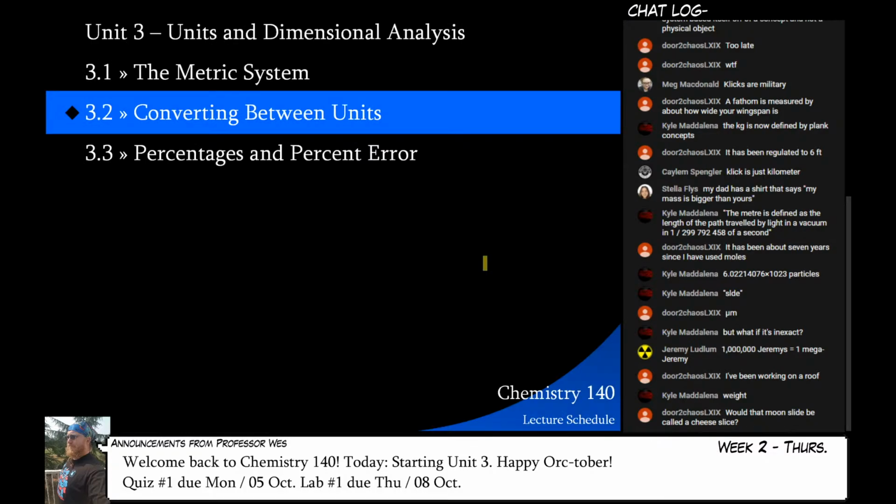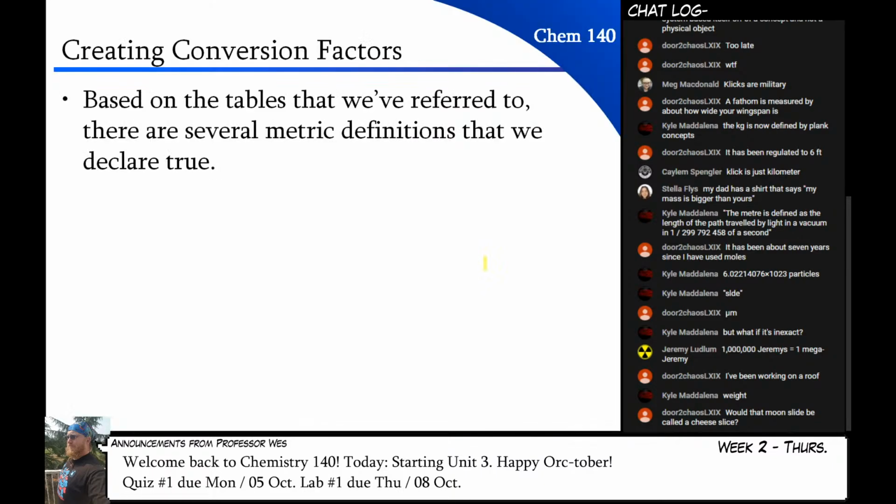Alright, that's the first section. Let me know if you have any questions about that, because now we're going to go into using these units to do dimensional analysis problems. And this is probably what we're going to be doing for the remainder of the day, unless we go through these really, really quickly.